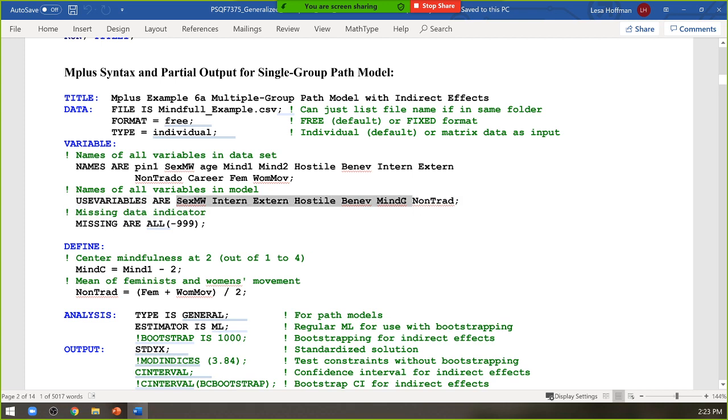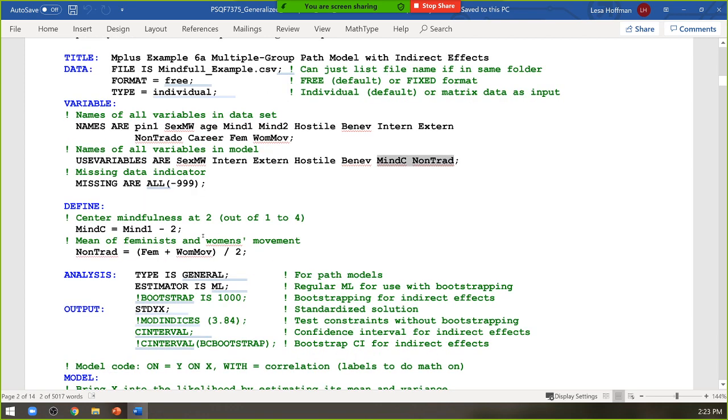So I have all of these original variables that were in the data set, and there are two at the end that I've created within M+. So M+ does allow you to make new variables, the same as in any other program. Mindfulness was measured on a scale of 1 to 4 as the mean across items, and so I centered it at a 2 so that the intercepts for all of the outcomes would be interpretable. That is still the same with respect to what we did, always centering predictors that are purely predictors.